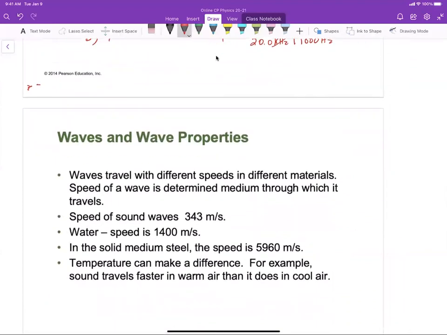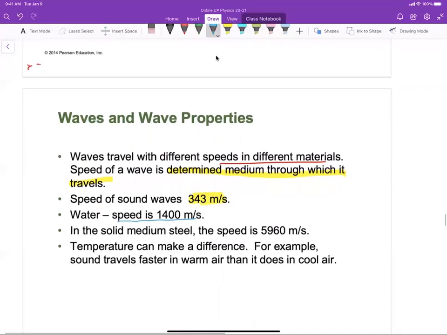Waves travel with different speeds in different materials. The speed of the wave, this is important in AP Physics, is dependent on the medium in which it travels. So the speed of sound in air is 343. That's temperature dependent, by the way, as temperature changes can affect that speed. That has to do with the density of the particles. Sound in water is 1,400 meters per second, so much faster in a more dense material.